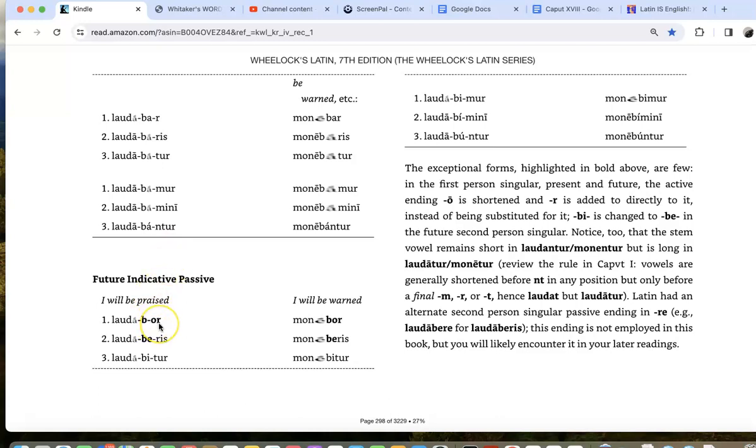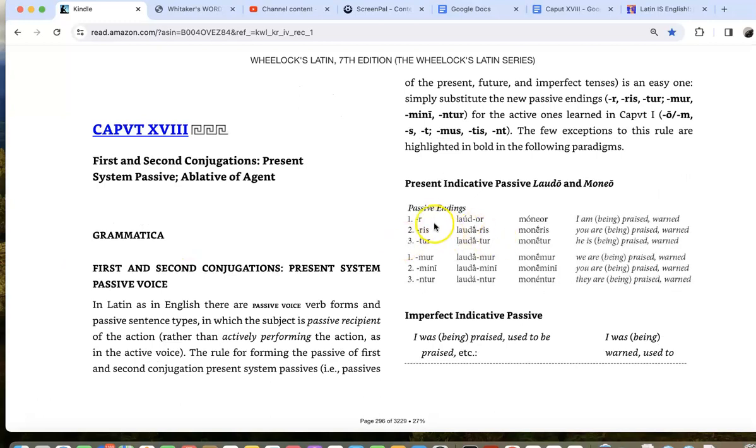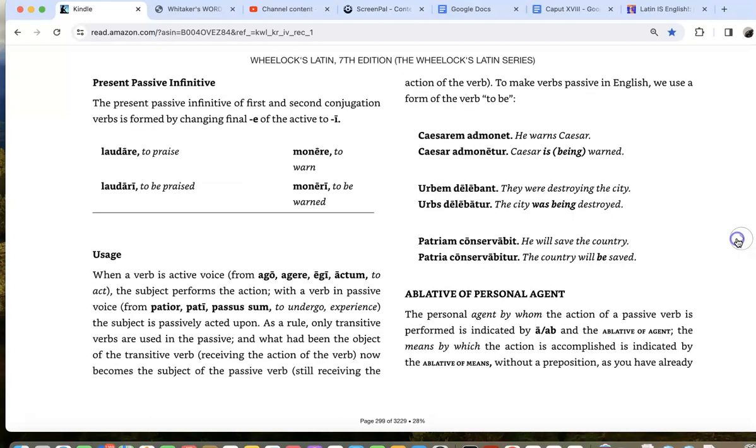Future tense. Instead of -bo, -bis, -bit, with our -o, -s, -t, -mus, -tis, -nt, we still have a variety of -bo, -bi, -bu, although there are some spelling changes which are highlighted in bold and explained over here. And then we add our passive endings, -r, -ris, -tur, -mur, -mini, -ntur. As always, please read through the chapter, paying particular attention to the examples.